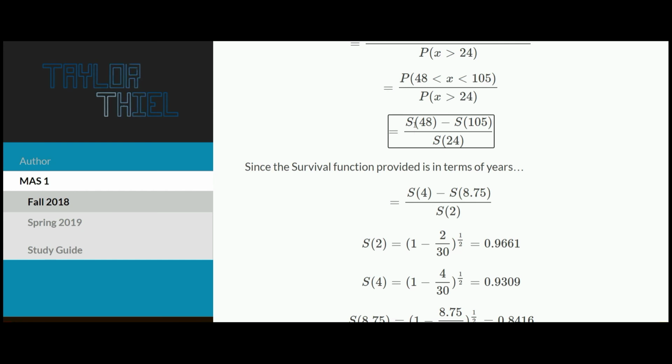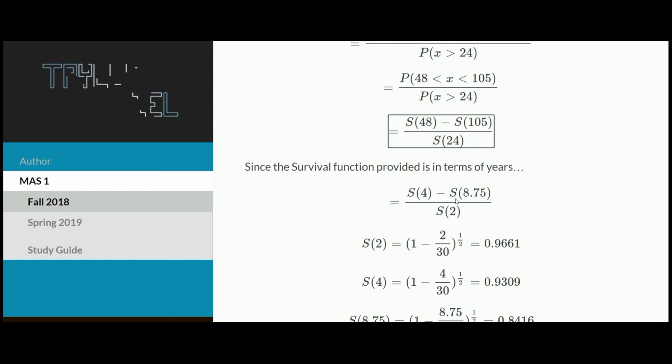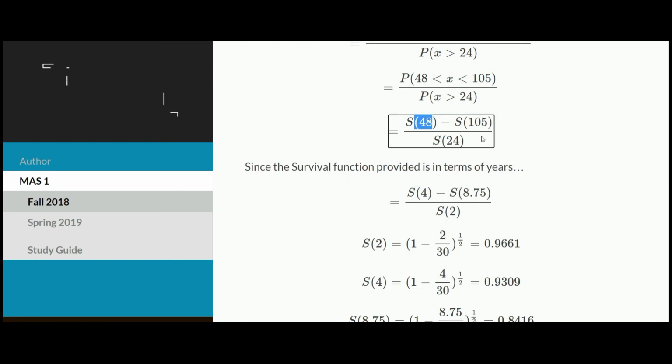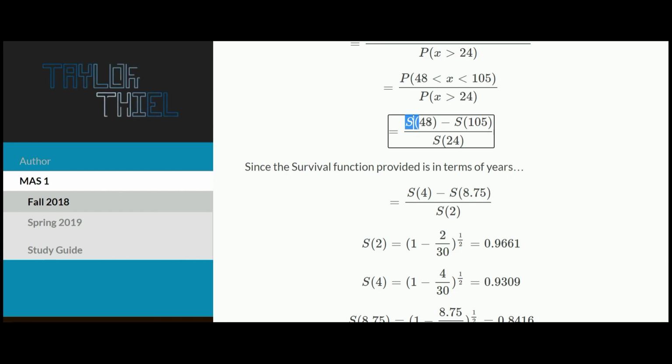This is where I started plugging in values and got a negative value, and so I realized I had to convert these to years. That's why we go from these numbers to the correct year values: 4 years and 8.75 years. And this is applying what we talked about earlier: the probability of falling in a range, if you're using a survival function, is the survival function value for the lower bound, subtract the survival function value for the upper bound.